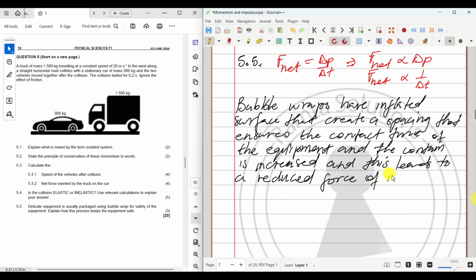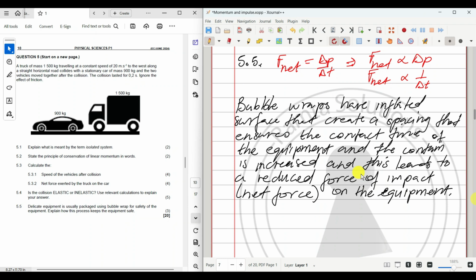So this force of impact, if you like, I'm basically saying net force. Force of impact, which is the net force on the equipment. On the equipment, guys. So this is basically the gist of it.